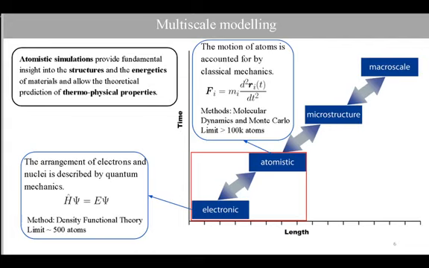These methods are based on quantum mechanics and do not have any empirical parameters. Although they provide electronic properties with an impressive accuracy, they can only handle a few hundred atoms.